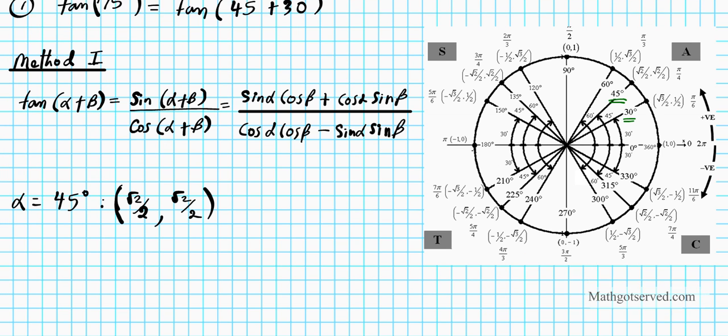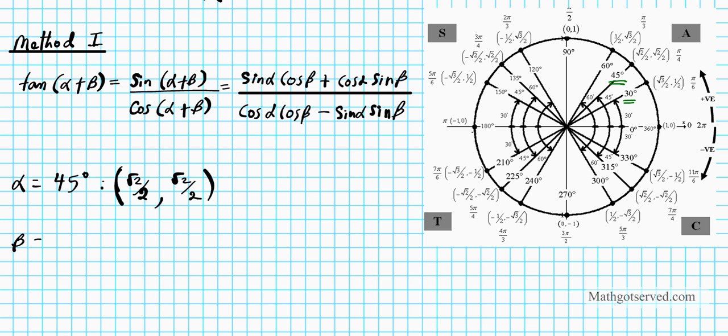Now for beta, beta is 30 degrees. So the coordinates for beta are going to be roots 3 over 2, looking at your unit circle here, and 1/2. Okay? Now if you look at your unit circle ratios, you note that the x-coordinate is your cosine. So these two represent the cosine. This is cosine 45, this is cosine 30. And the y-coordinate represents the sine. This is sine 45, and this is sine 30. Okay? All right, let's keep that in mind.